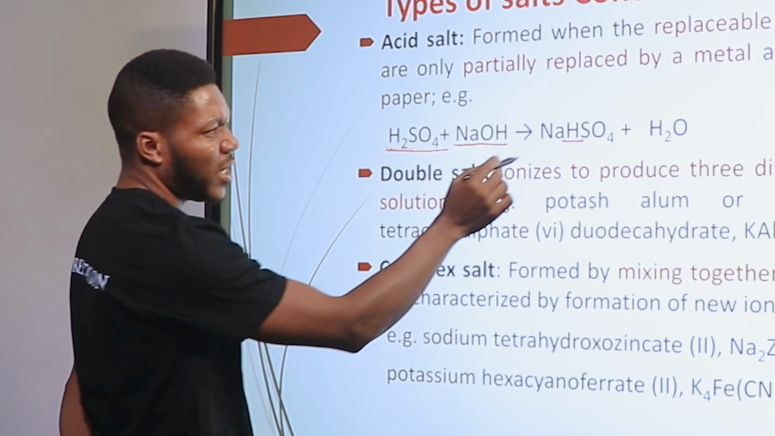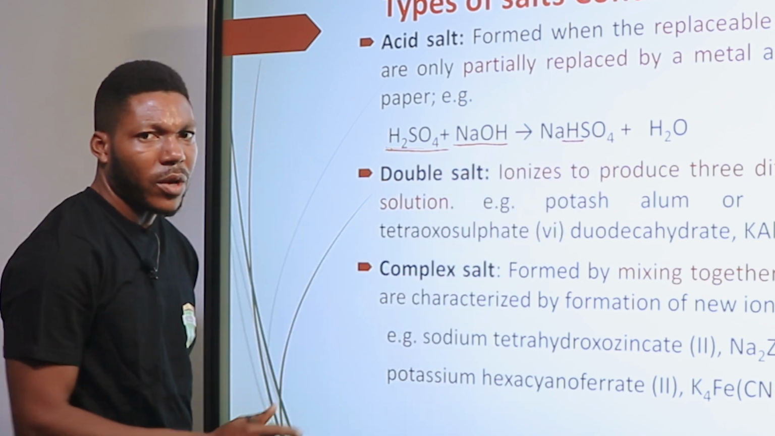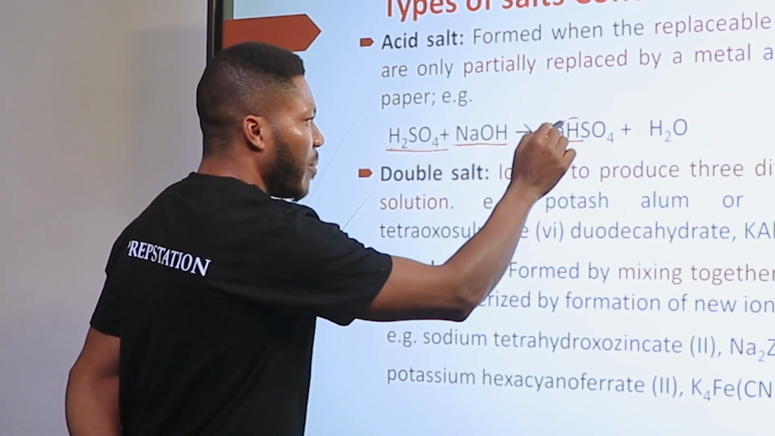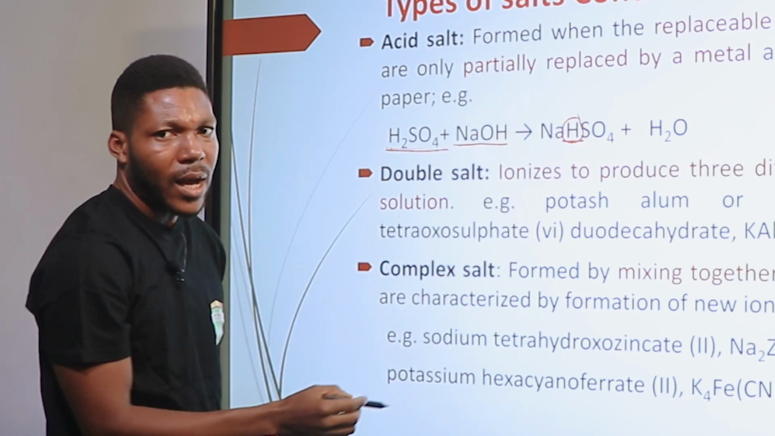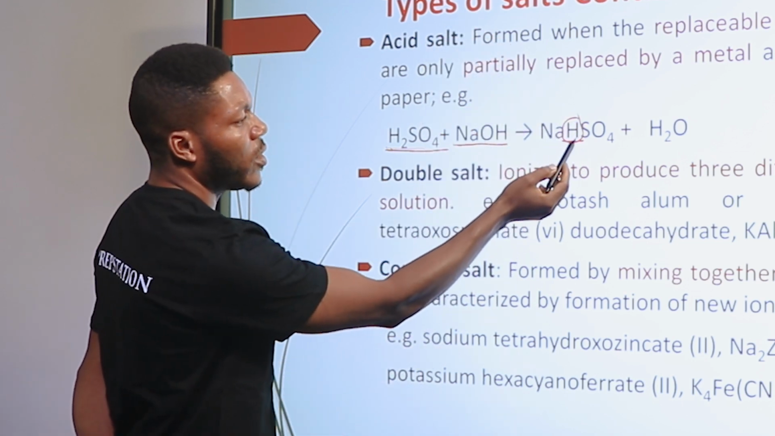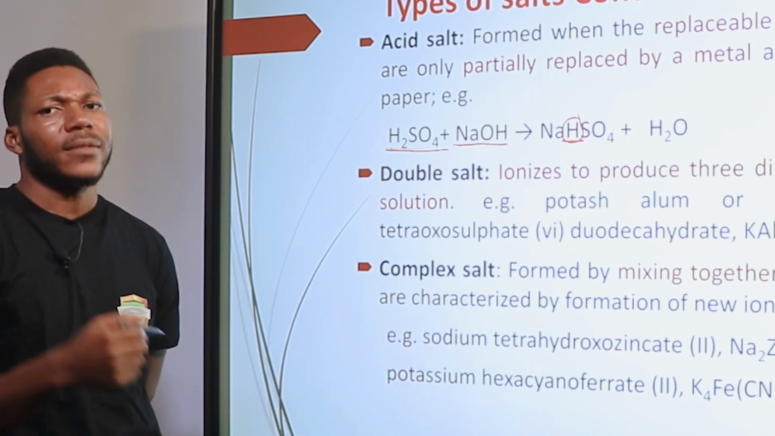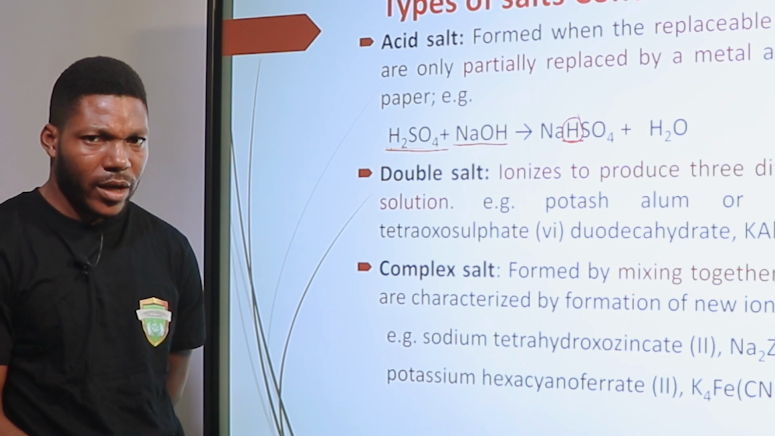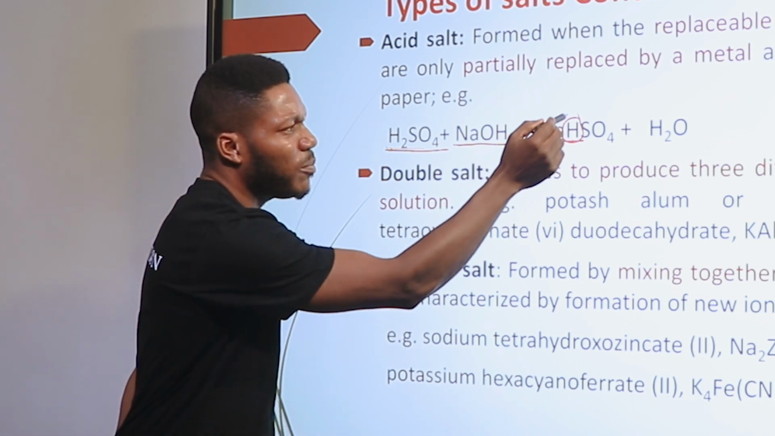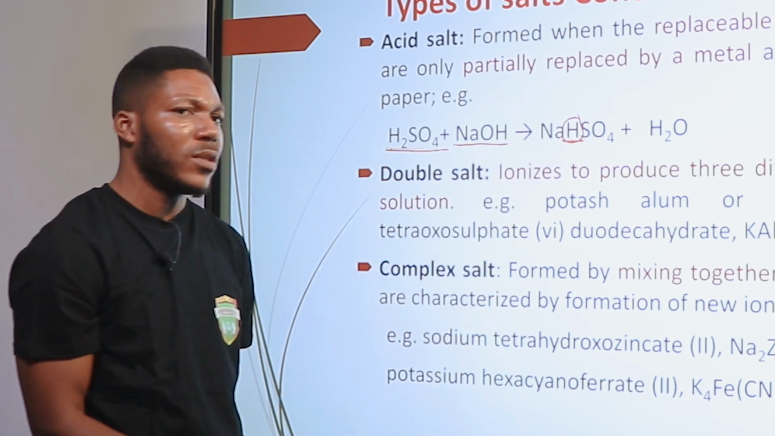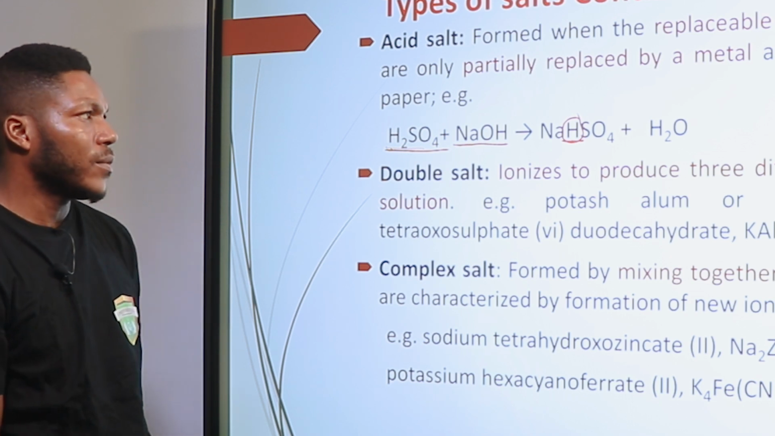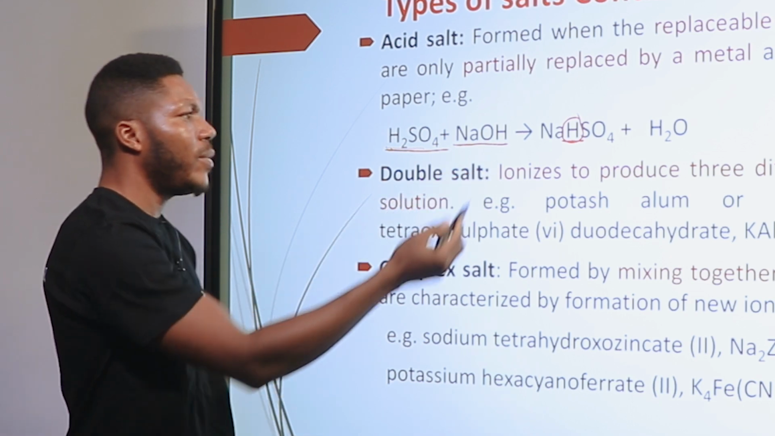Don't forget that this salt is no longer a normal salt because we have an element of acid present in the salt. And the presence of this H makes it an acidic salt that can act as an acid, even if it's a salt. Okay, because it contains H plus. That makes a salt acidic in nature. Is that okay? So we have other examples, okay?